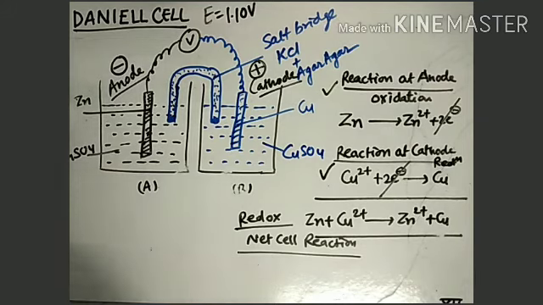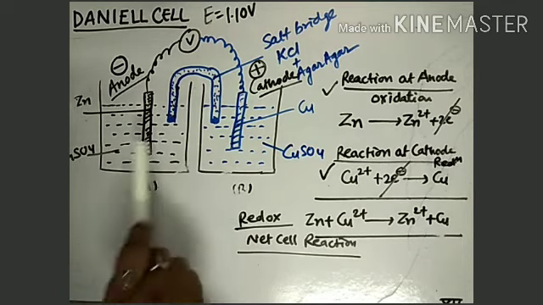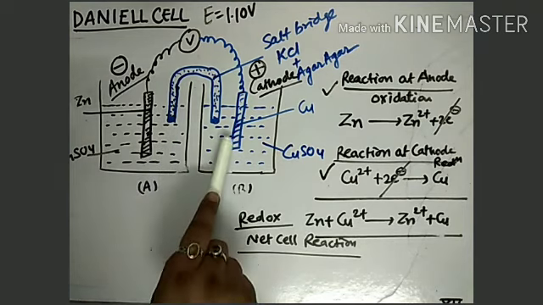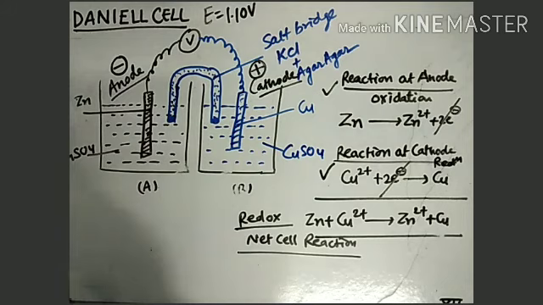So the very first function of the salt bridge, which is very important, is that it can stop the intermixing of the solution. It means this solution never goes from this chamber to this chamber or from this chamber to this chamber, right? So basically it can stop the intermixing of the solution.